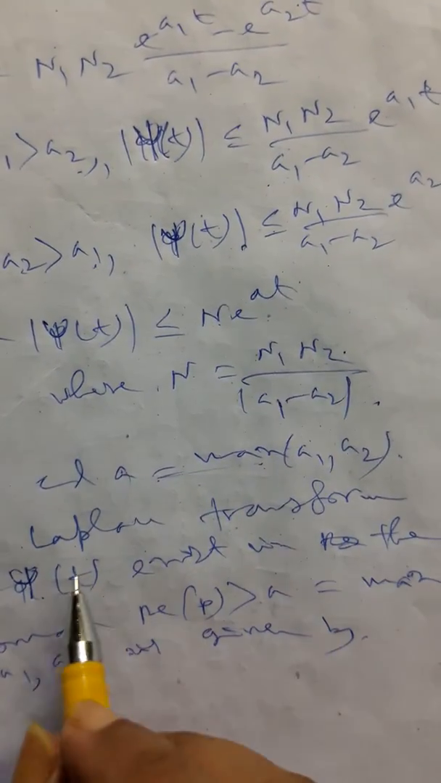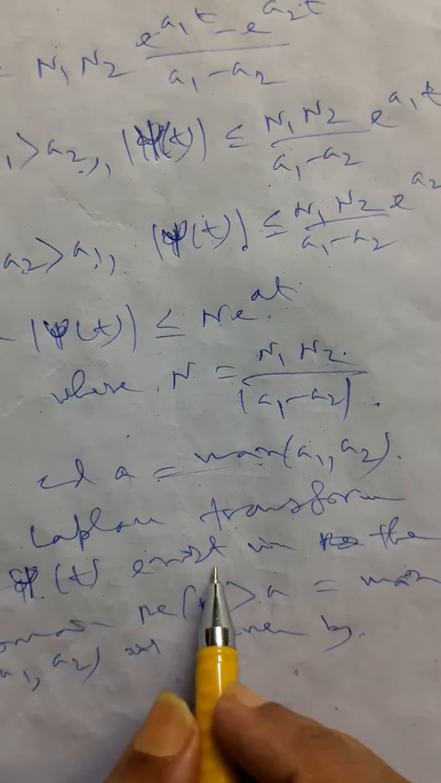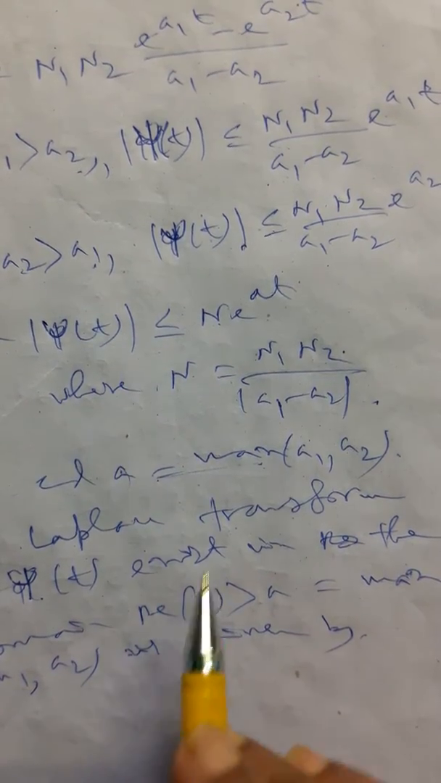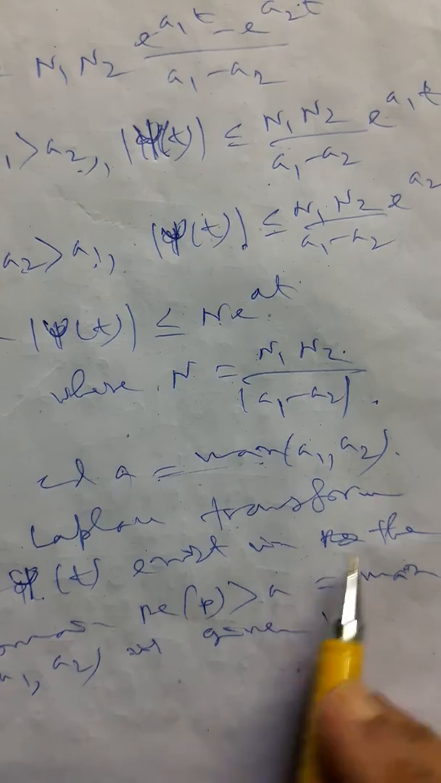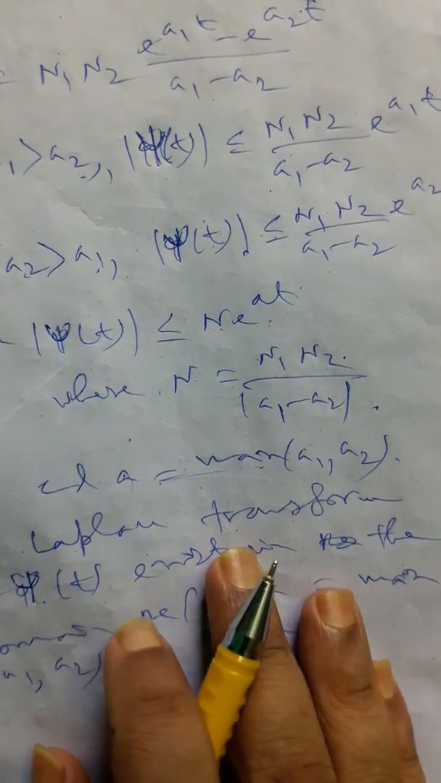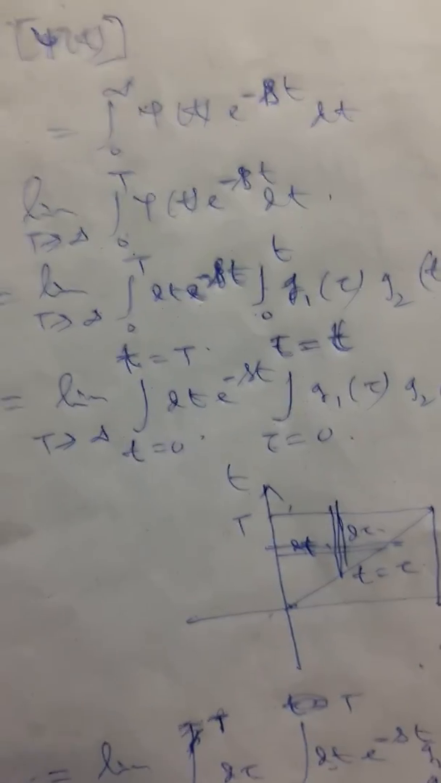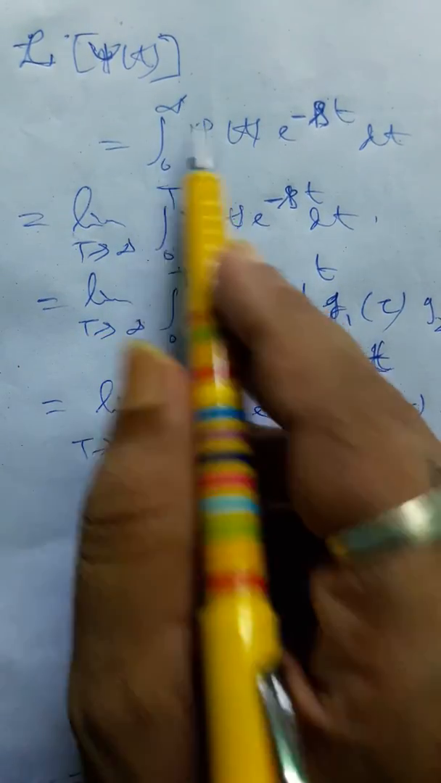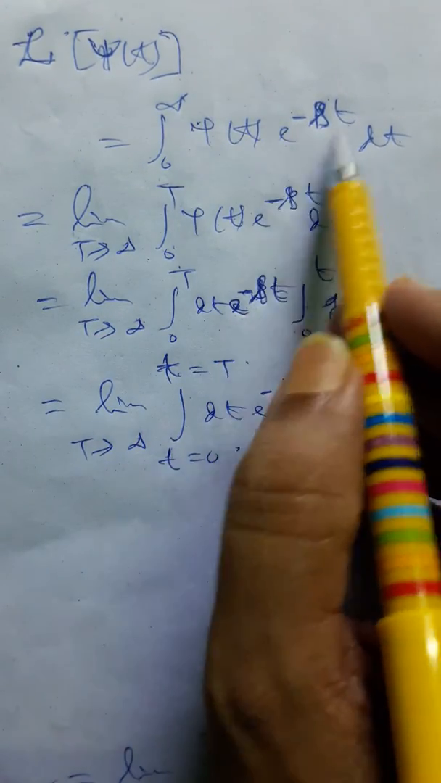Now the Laplace transform of psi(t) exists, so here we have shown the existence of the Laplace transform of the convolution. We check it in the domain real S greater than a, and that is given by: the Laplace transform of psi(t) is equal to the integral from 0 to infinity of psi(t) e to the power minus st dt.